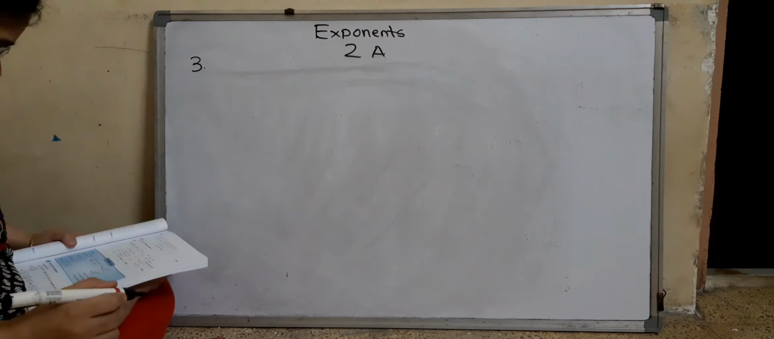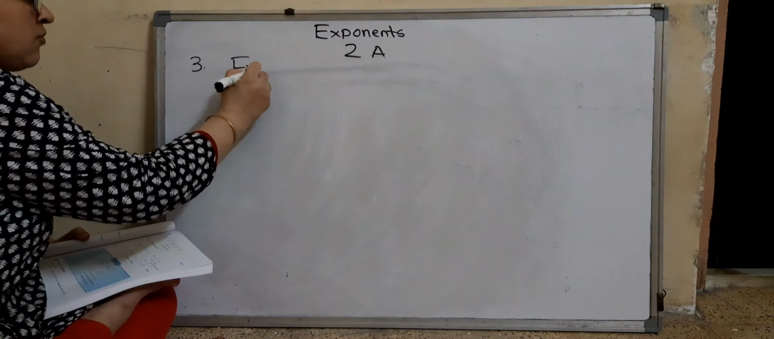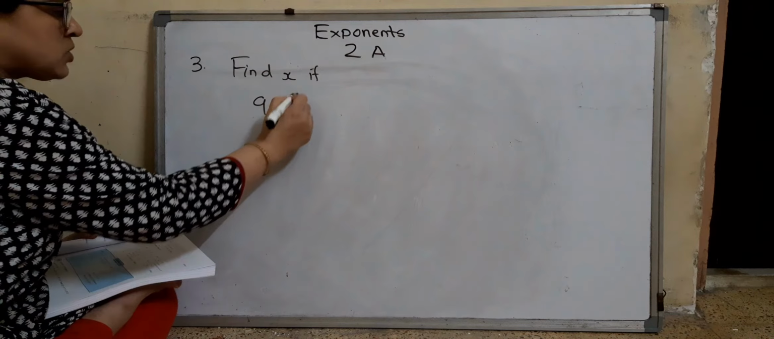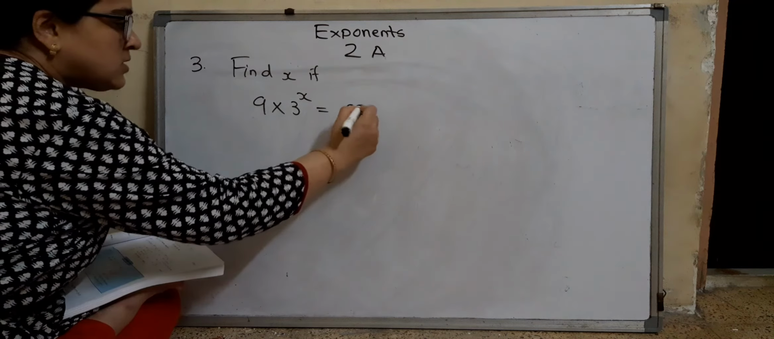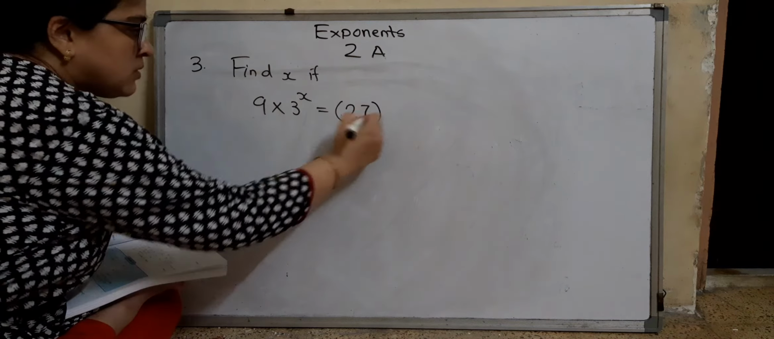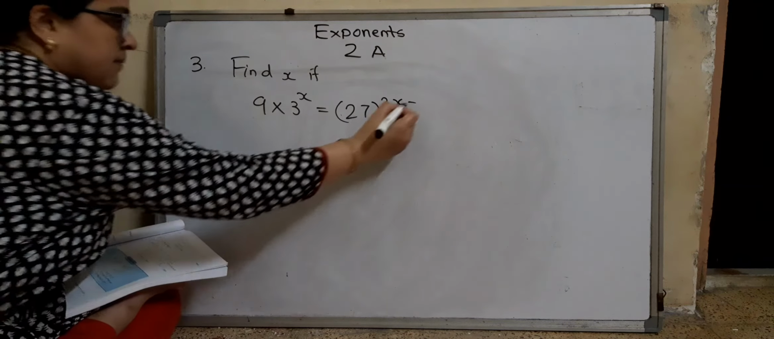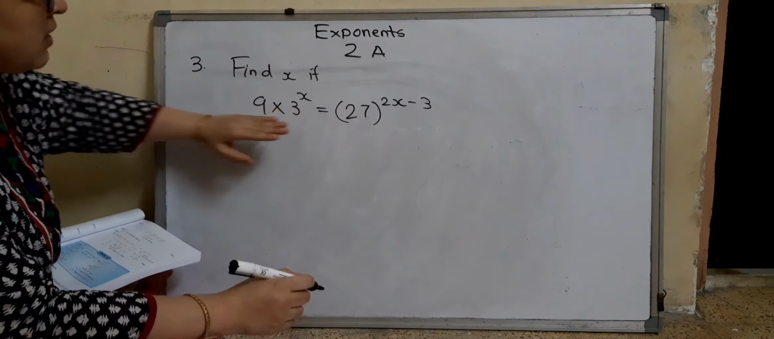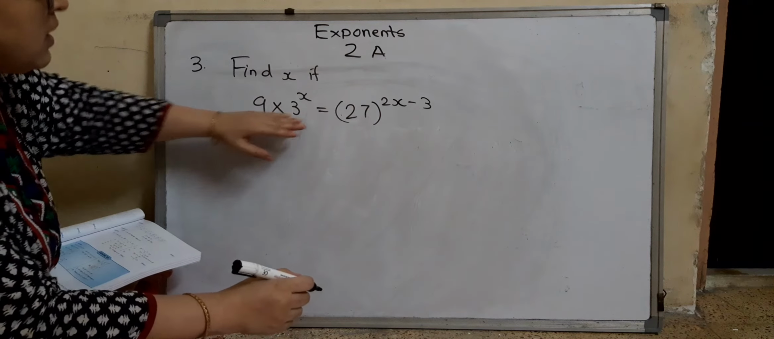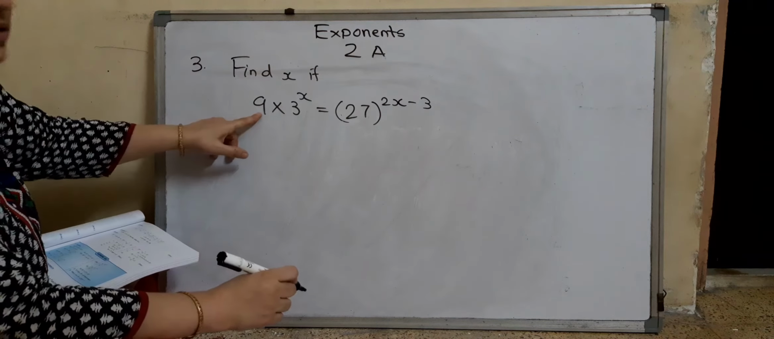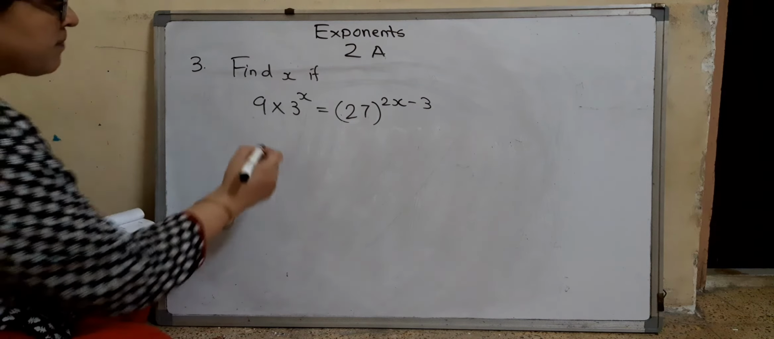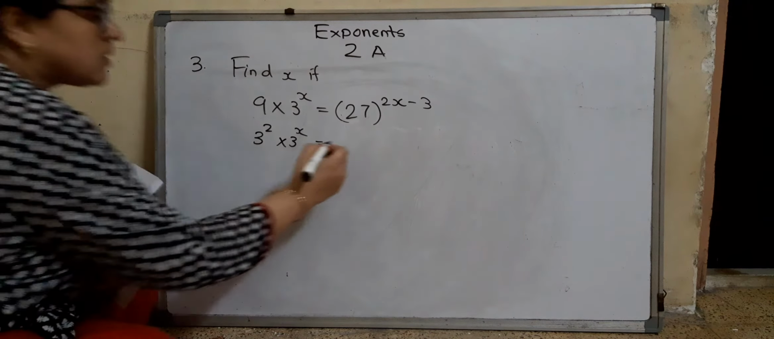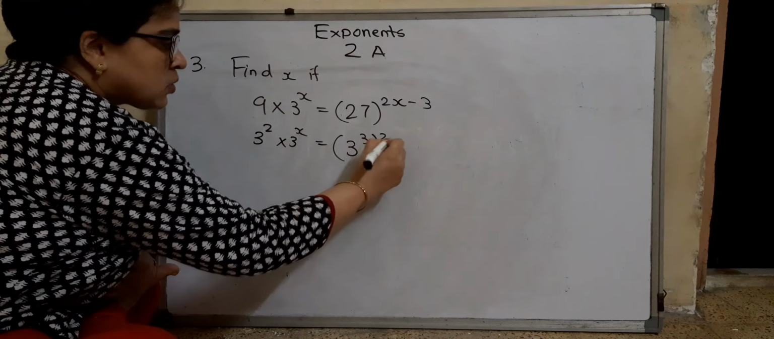Third: find x if 9 multiplied by 3 raised to x is equal to 27 raised to 2x minus 3. Now first of all, you have to equalize the bases. Power and base should be equal, right? Now 9 is the square of which number? Of 3. So 3 raised to 2 into 3 raised to x, right? And 27 is 3 raised to 3. So (3 raised to 3) raised to 2x minus 3.